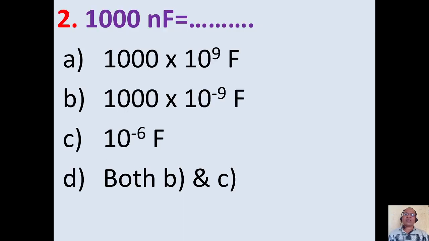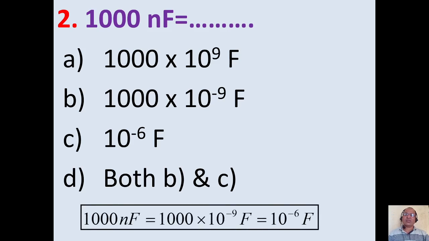1000 nanofarad we have to convert into farad. We know that nano stands for 10 raised to minus 9. So obviously all the students will go with option B, 1000 into 10 raised to minus 9 farad. But again such confusion is created here. Instead of nano we write 10 raised to minus 9, so 1000 into 10 raised to minus 9 farad. But while calculating it becomes 10 raised to minus 6 farad. So both the options B and C are correct here, so option D is correct.